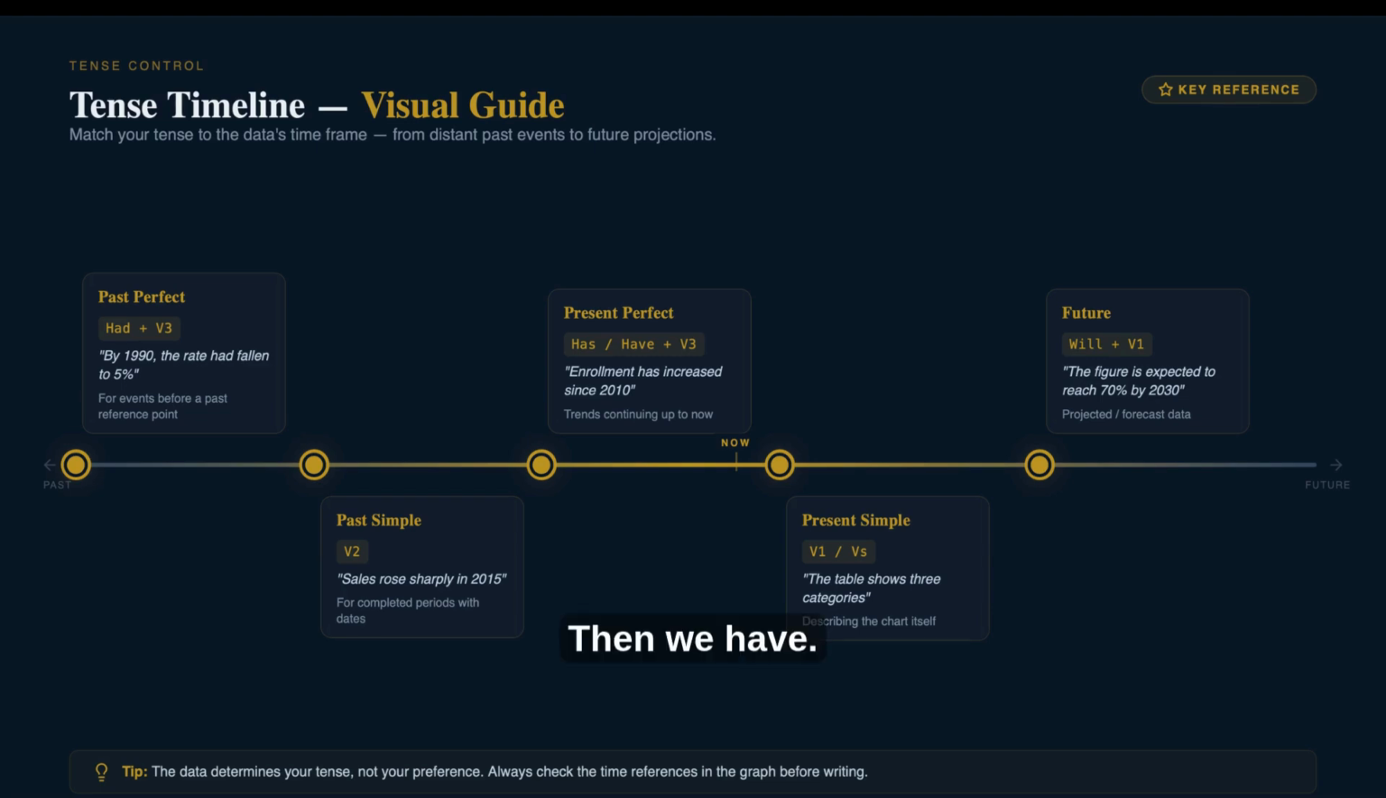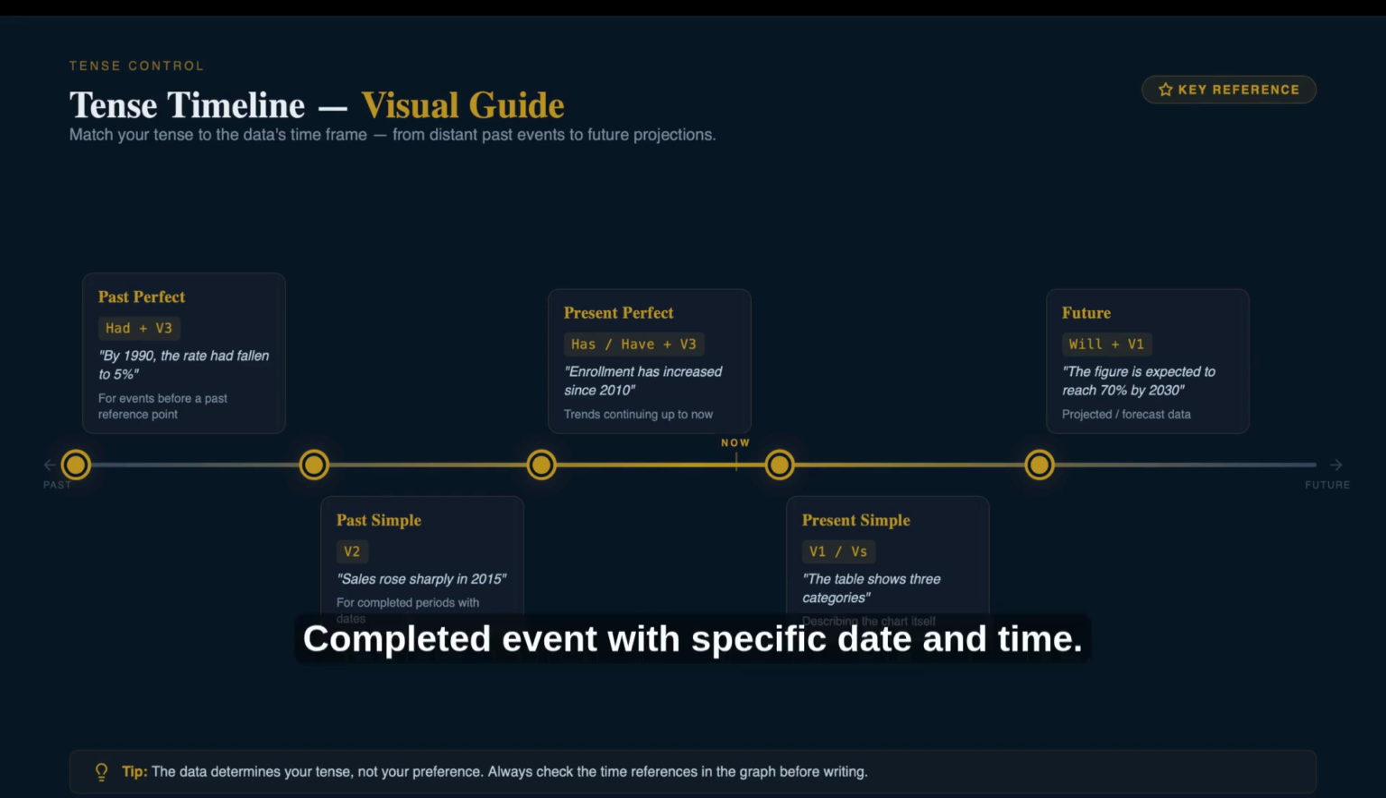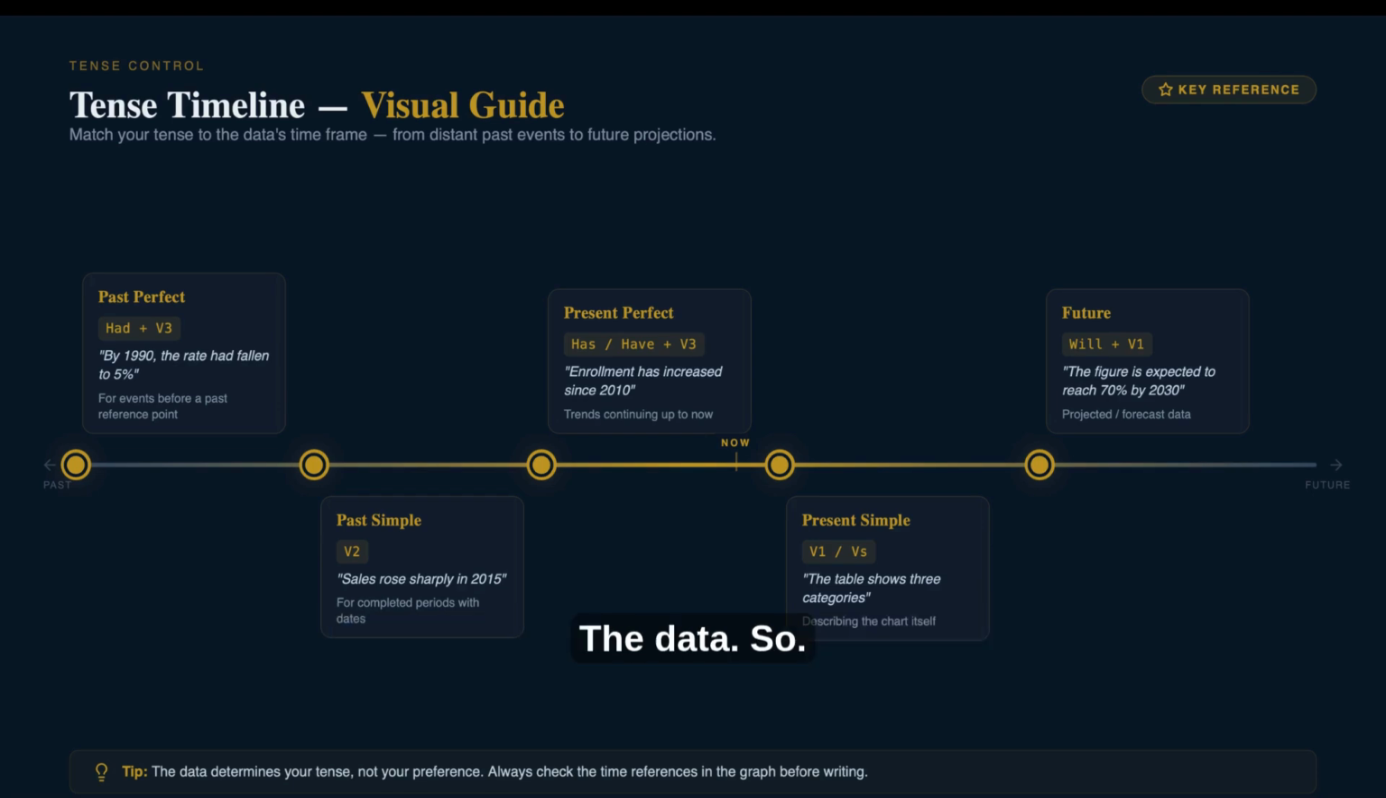Then we have simple past tense or past simple, using past simple verb or verb 2 column. For example, sales rose sharply in 2015. When you see a finished, completed event with a specific date and time, you use simple past tense to describe the data. So we use it for completed periods with dates.